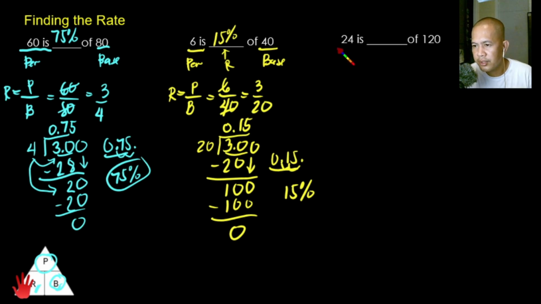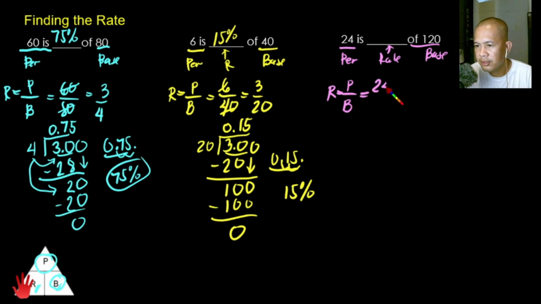The next one, we're going to have: 24 is what percent of 120? So 24 here is your percentage and 120 here is your base. So the missing one here is your rate. Okay, let's use the formula again. Our rate is equal to percentage all over your base. So our percentage here is 24 all over 120, which is your base.